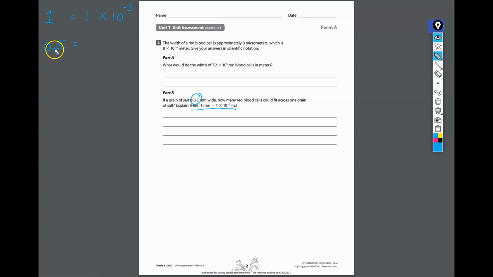So remember that this 0.5 needs to be moved over to make it into the correct scientific notation. So that's going to become a 5. So I'm going to make it bigger. Notice it's going from 0.5 to 5. So if this gets bigger, this gets smaller. I just moved it over one spot, so it's going to get smaller by 1. So this is the length of salt.